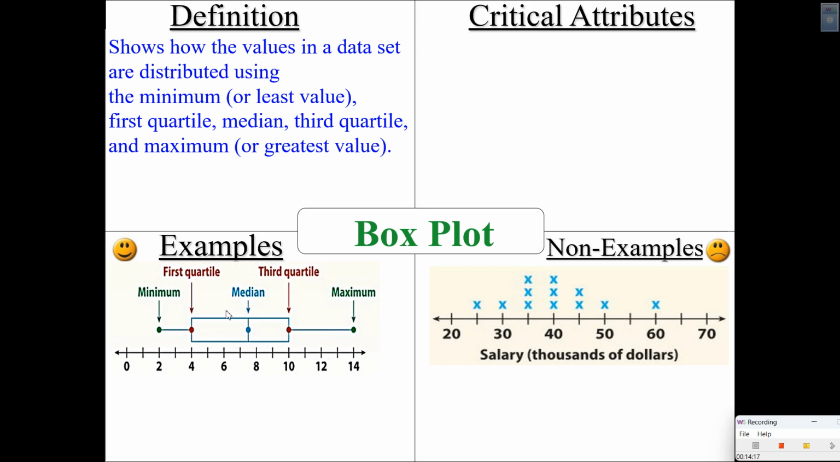And by the way, what's another name for the median? Turn to your neighbor, let them know what's another name for the median. Yeah, Q2. Q2 is the median. Okay? That's why, check this out. First quartile, second quartile, third quartile.